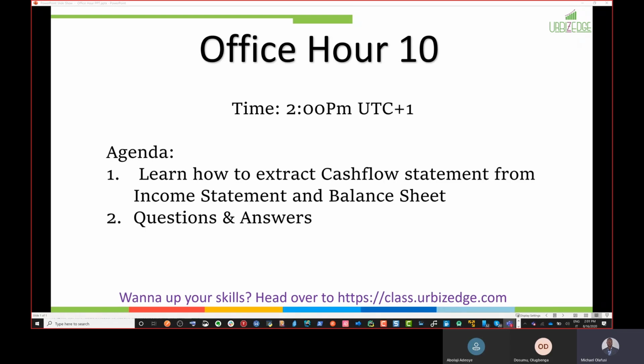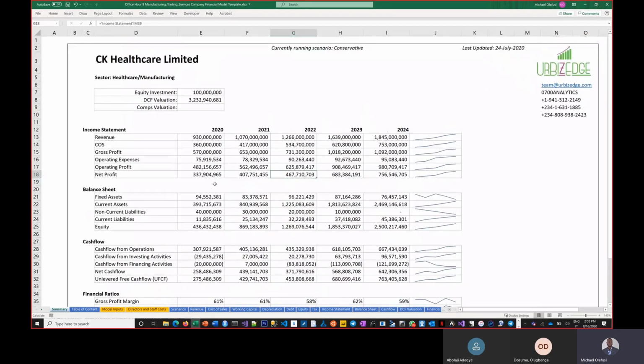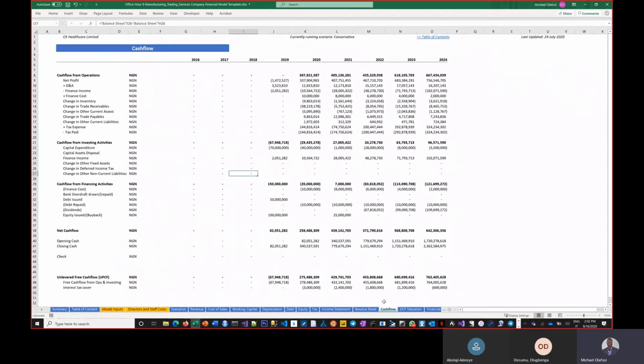So if you've always had issues with cash flow statements before now, you should no longer have any issue with cash flow statements going forward. So I have here, let me just pull up the template we're going to use for demonstration. Okay, so I'm going to use this, which I've built from scratch already, and the section of it that we want to do today is the cash flow.